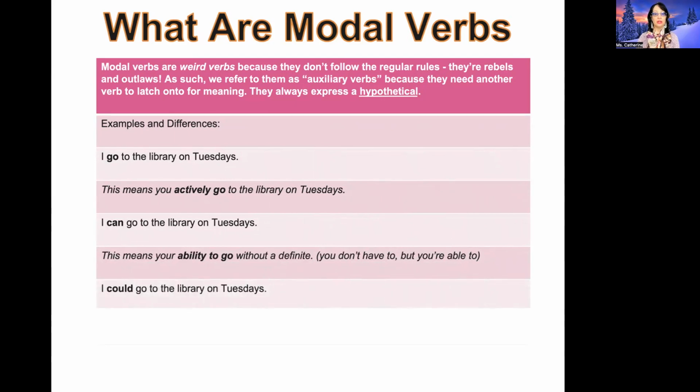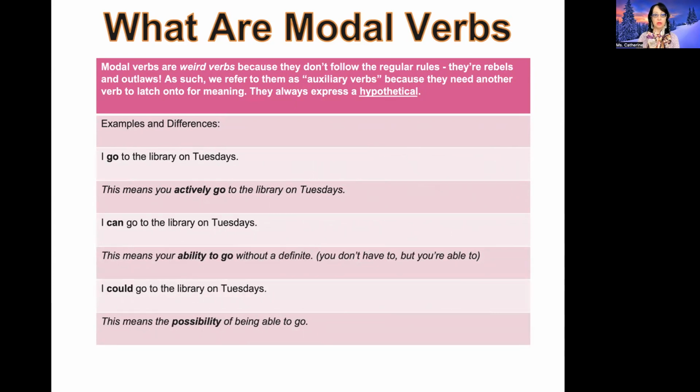I could go to the library on Tuesdays. This means the possibility of being able to go. Okay, so the words can and could are modal verbs. They express a hypothetical. You got it? All right.